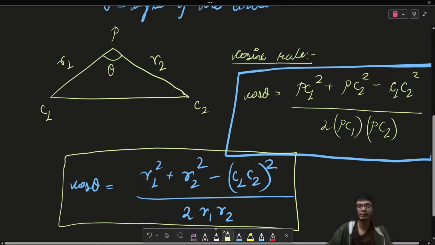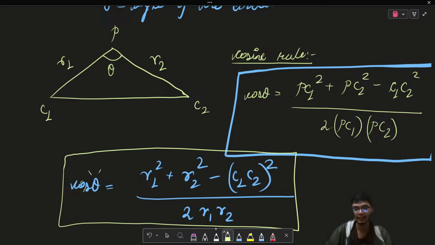So in order to find the angle between two intersecting circles, this is how we calculate this value of theta, and this theta represents the angle between two circles. Is this part clear to all of you?